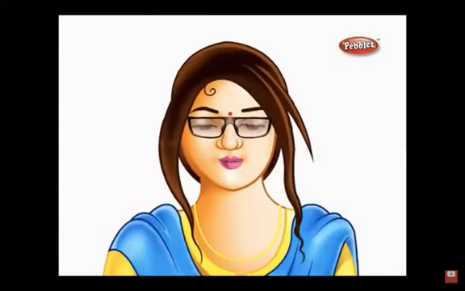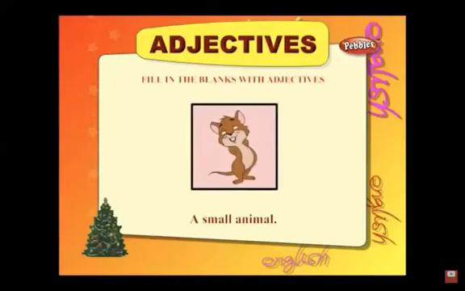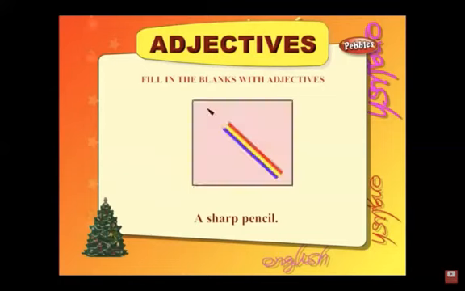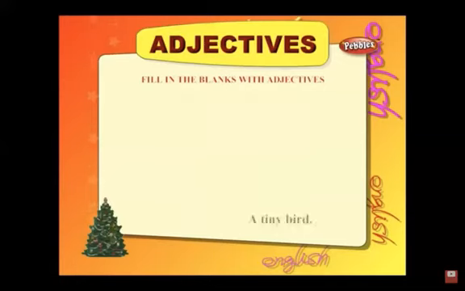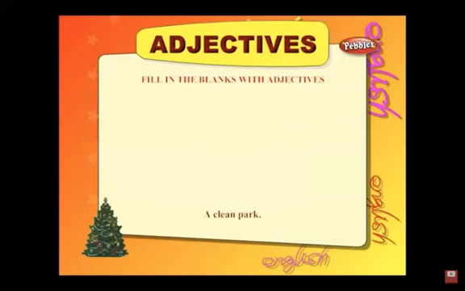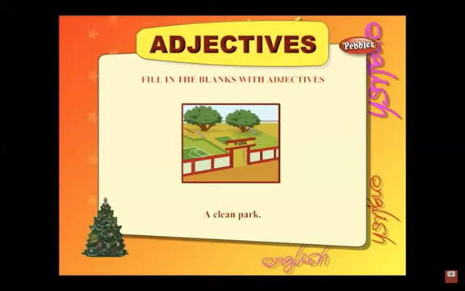Let us see some examples where adjectives describe a noun. A small animal. Here, small is the adjective. A big house. Here, big is the adjective. A sharp pencil. Here, sharp is the adjective. A tiny bird. Here, tiny is the adjective. A clean park. Here, clean is the adjective.